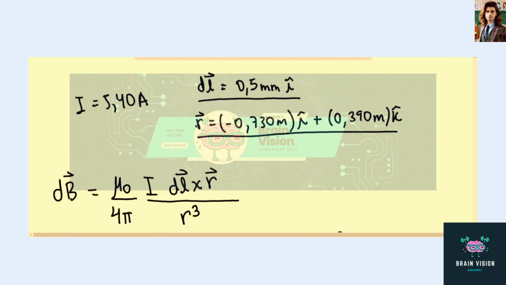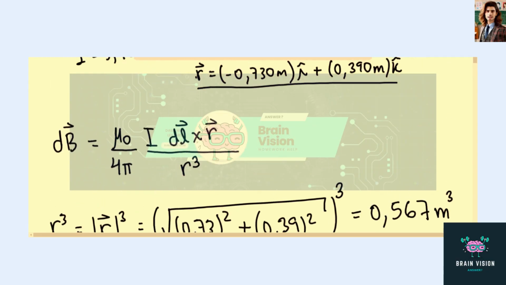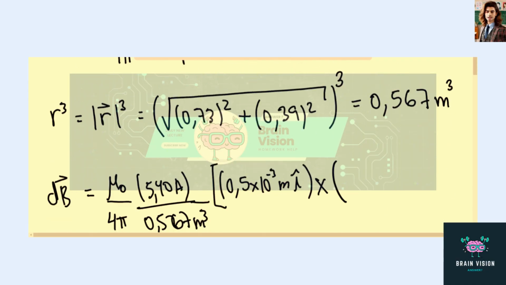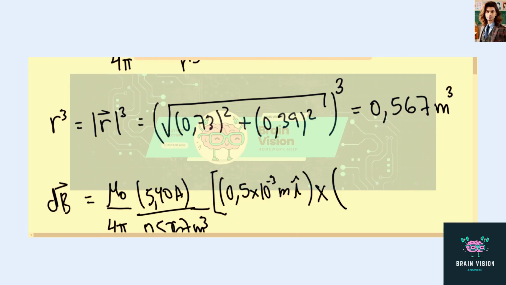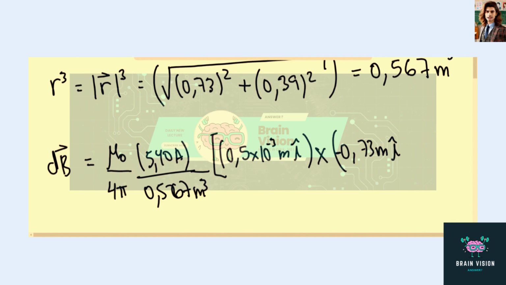0.5 millimeters. So that millimeters is 10 to the minus 3 meters. This in the I direction, cross product between 0.73 meters in the I direction, and this is plus 0.39 meters in the K direction. So we need to do this cross product.